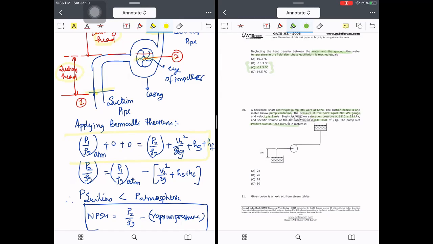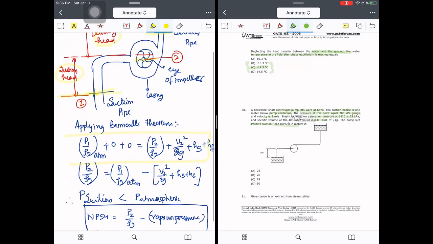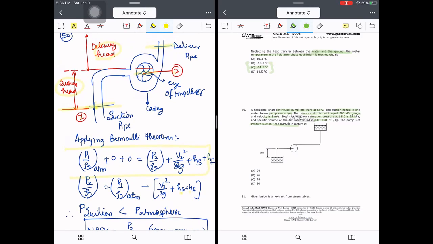P1 by rho g. Velocity will be 0 because the reservoir is very large. There is no height because this is the datum. Then P2 by rho g plus V2 square by 2g plus there will be some suction head. Second, there will be some losses in the pipe. So I will be left with P2 is equal to P1 by rho g at atmospheric pressure. What is P1? P1 is nothing but the atmospheric condition that we can face because it is at the surface.